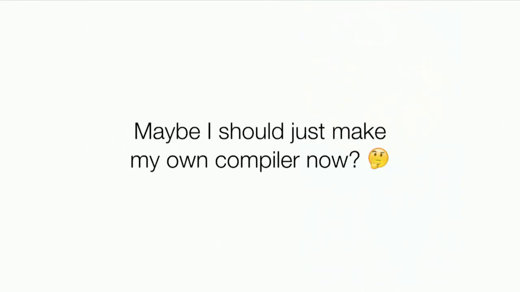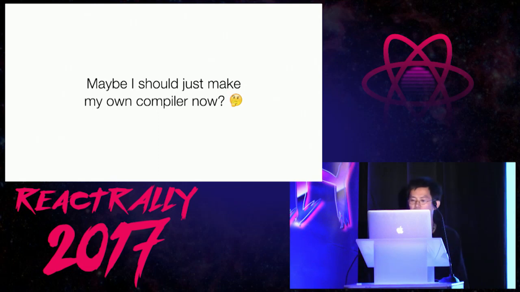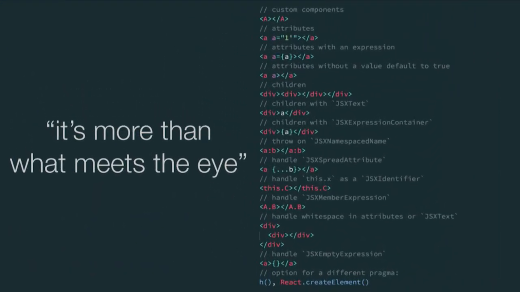Cool. So you might be thinking, maybe I should just make my own compiler now. There's a new JavaScript framework every week. Maybe we should make a new compiler every week too. But it's more than what meets the eye. The transform I showed only covered the one case of that BR tag. But how does it handle custom components, attributes, children, and all these edge cases?